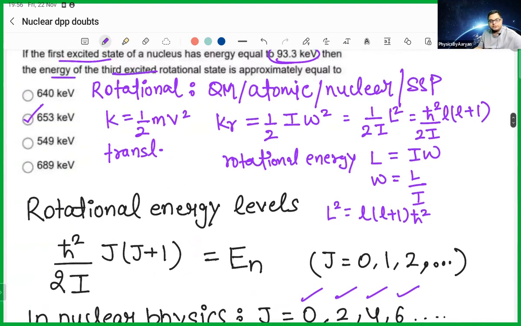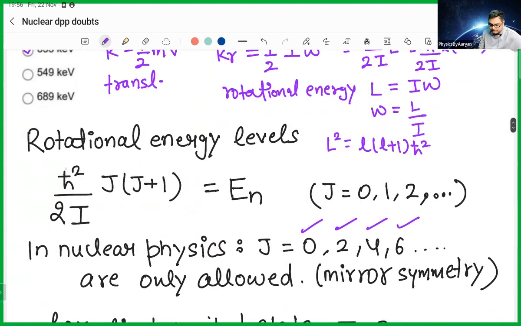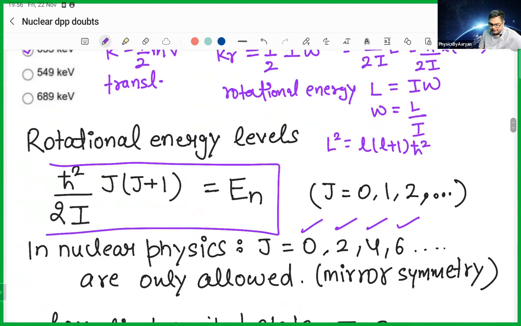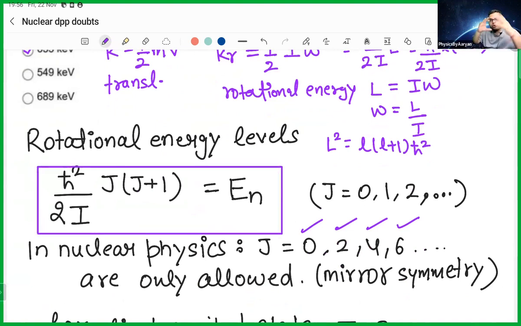So first thing first, what are the rotational energy levels? These are my rotational energy levels. Why do they come? Because of the distortion of the nucleus and the continuously changing shape of the nucleus. In nuclear physics, J can take the values 0, 2, 4, 6, 8, and so on. Why? Because the mirror symmetry has to be obtained. And that's all, then I just need to do the mathematics. Any doubt in this rotational model of the nucleus?